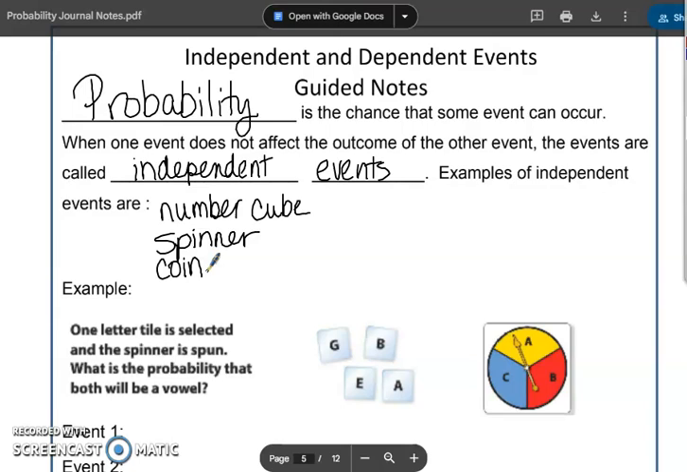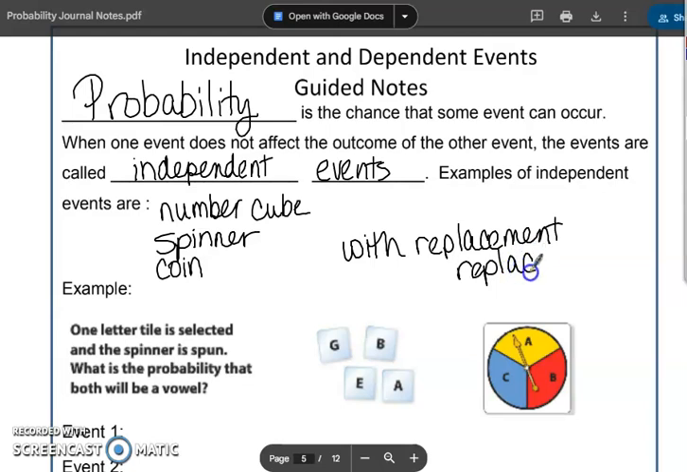The other word I want to make sure you see here is with replacement, which means we're going to put it back, or even if it says replace. So when I put something back, that means that total is not going to change. So that's kind of what I like to focus on when we are doing these problems.